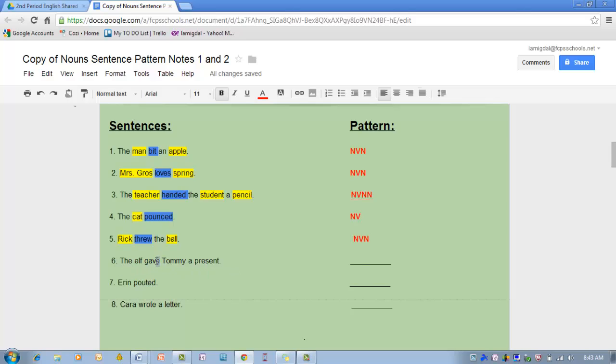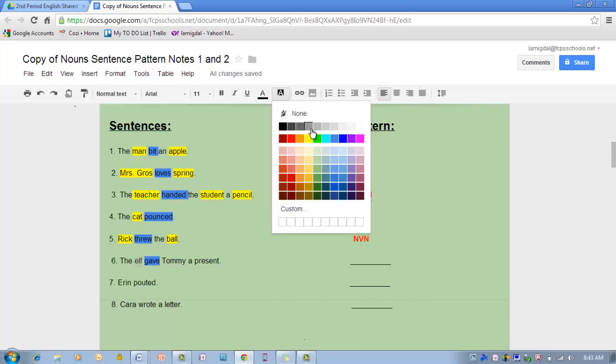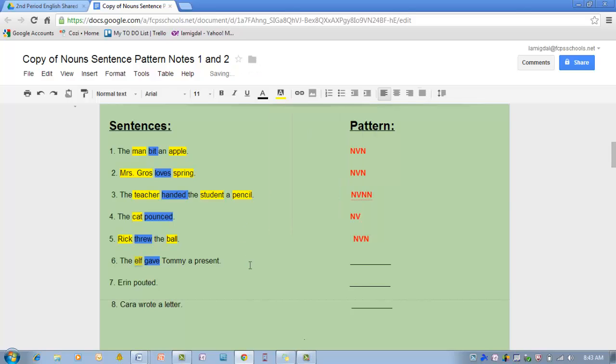The elf gave Tommy a present. Well, the verb is give. It's past tense, gave. So I'm going to make that one blue. I'm going to go in front of the verb, and elf, one of those little people that helps Santa Claus out, we're going to put in yellow.